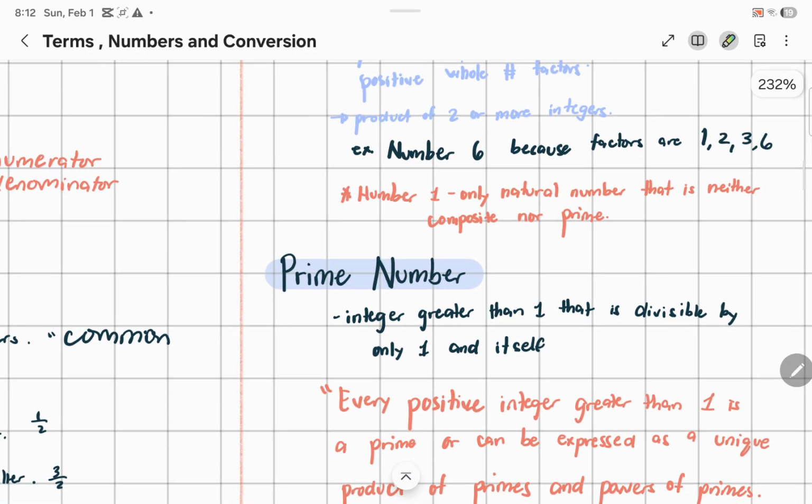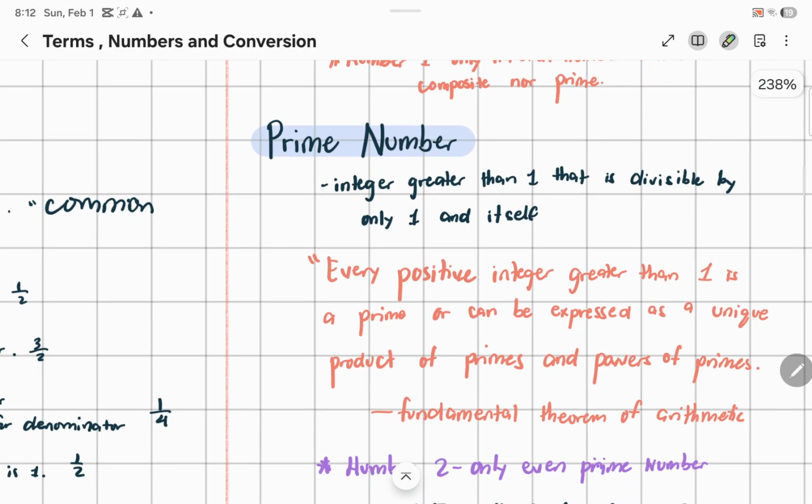Now, the number 1 is the only natural number that is neither composite nor prime. Now, what is a prime number? It is an integer greater than 1 that is divisible by only 1 and itself.